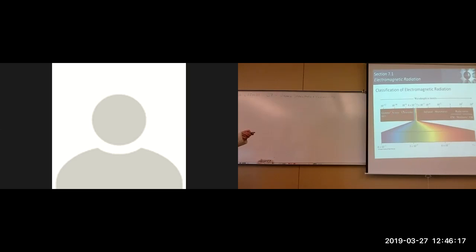Then you have x-rays. Of course, we use those to look for broken bones and some other things. And then the most energetic of all are the gamma rays. They're very, very, very short wavelength. And another thing to recognize is, as you go from right to left, the energy carried by the light increases. Shorter wavelength means more energy.